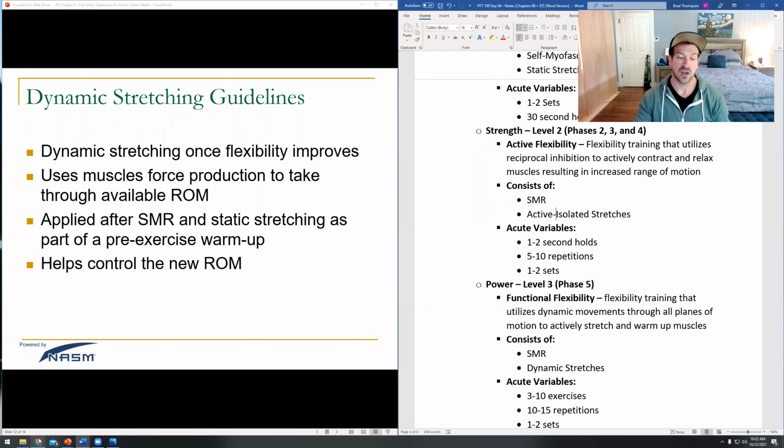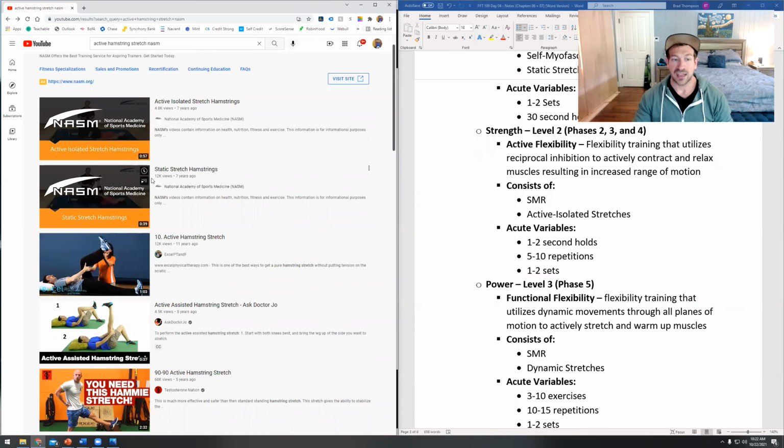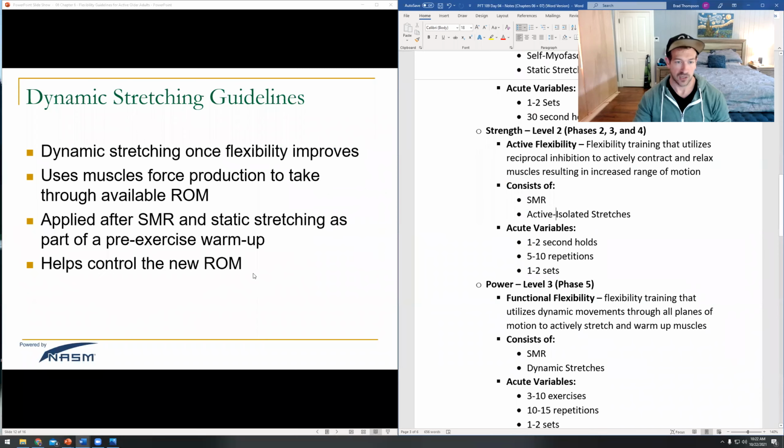And that's why the names are what they are when you're writing a program for a client. You would say static so-and-so stretch for a stabilization client, and you would say active so-and-so stretch for a strength level client. And then in the acute variables, you would put 1 to 2 seconds, 5 to 10 reps for 1 to 2 sets.